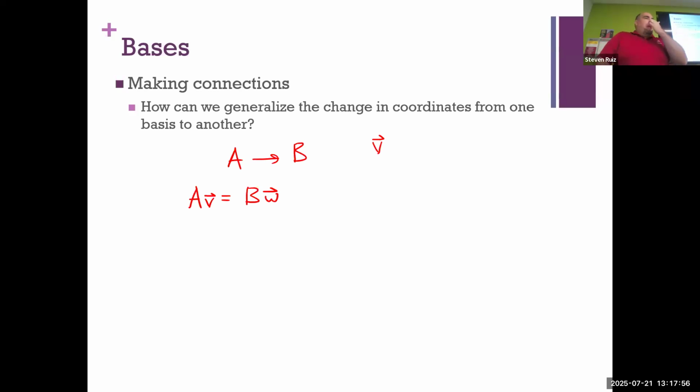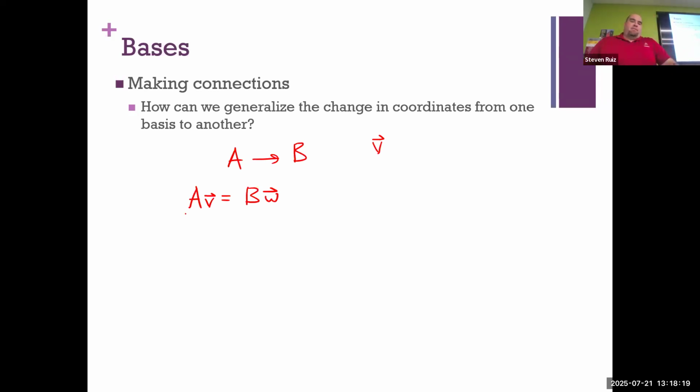Go ahead. Yeah, because the way I'm writing this, I don't care what V and W are. Basically, I'm trying to write a recipe for how to translate from one basis to another. Or more accurately, how to translate the coordinates in one basis to the coordinates in another.